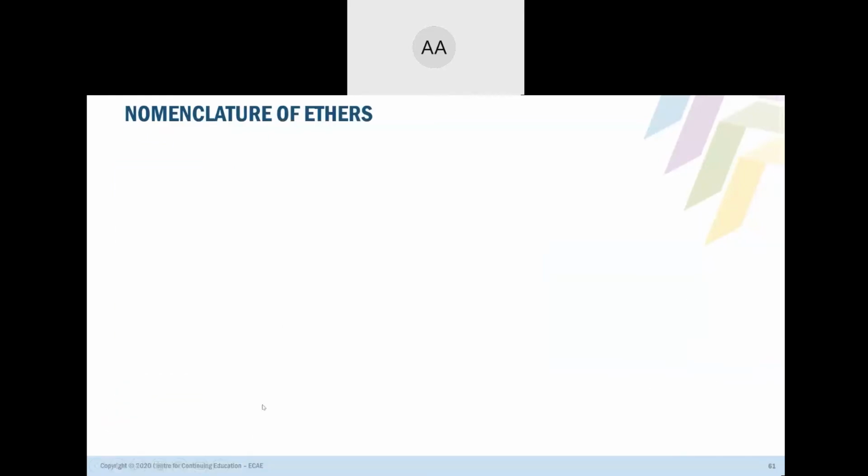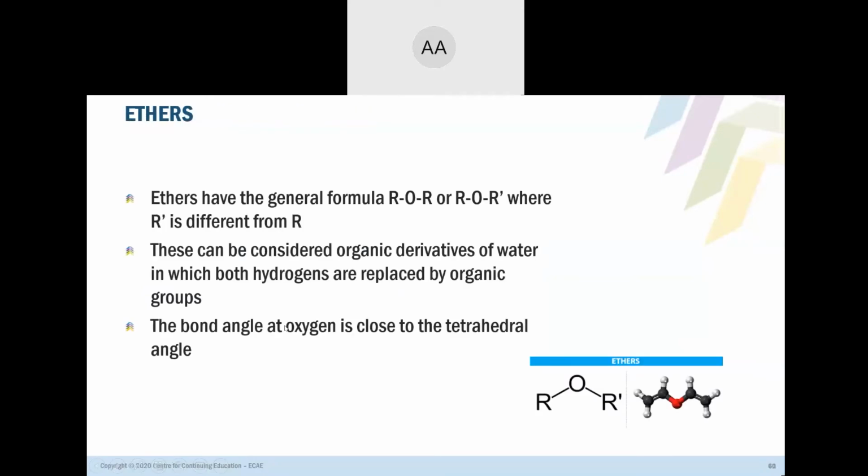So, ethers and nomenclature. General formula ROR, where that last R is different from the first R, and they can be considered as derivatives of water, where both hydrogens are replaced by organic groups. So remember, your R is referring to an organic group. The bond angle at the oxygen is close to a tetrahedral angle, and you can see the shape just there at the bottom of the slide for you.